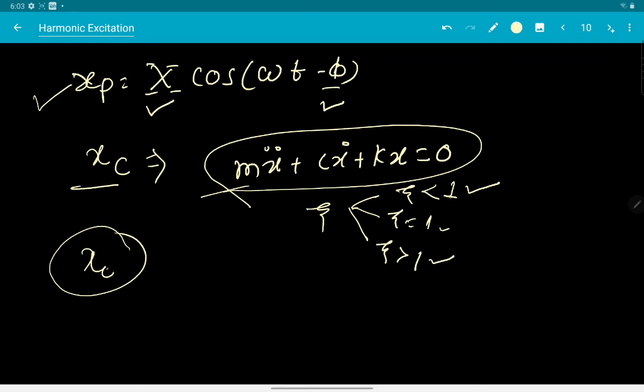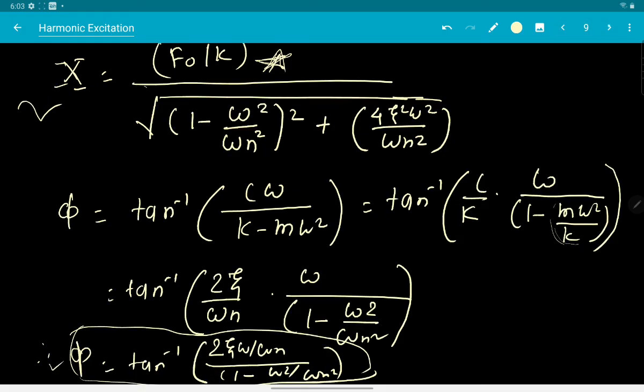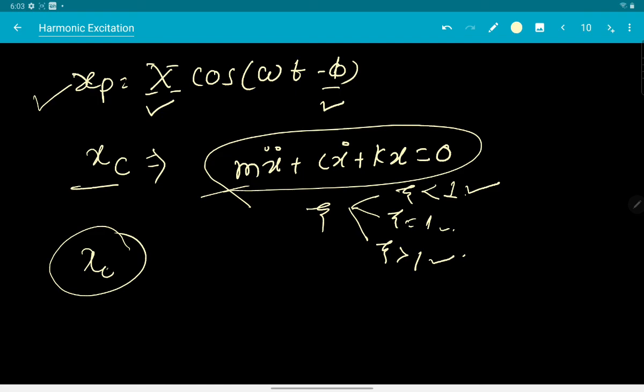All three of them have two unknown coefficients in them, and we are going to solve for those unknown coefficients by matching with the initial conditions, in light of xp.